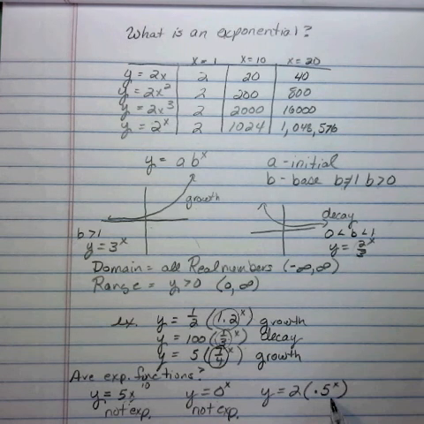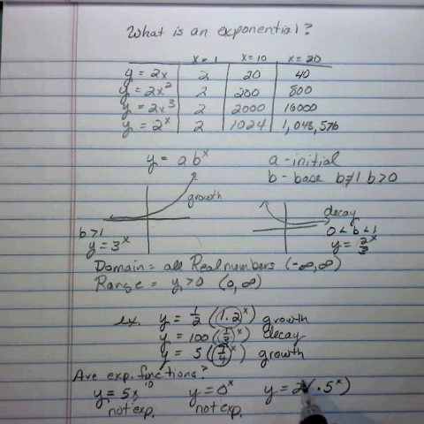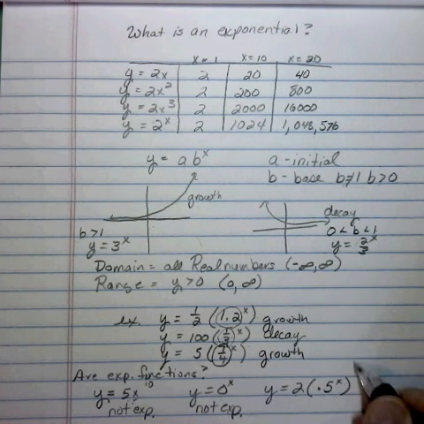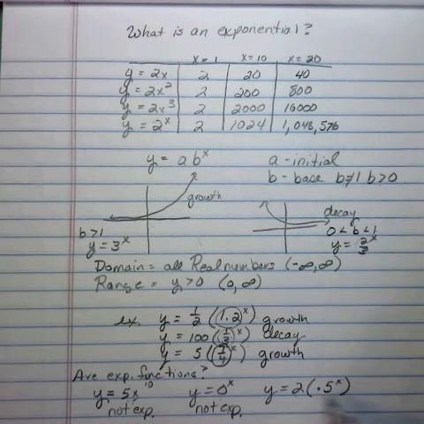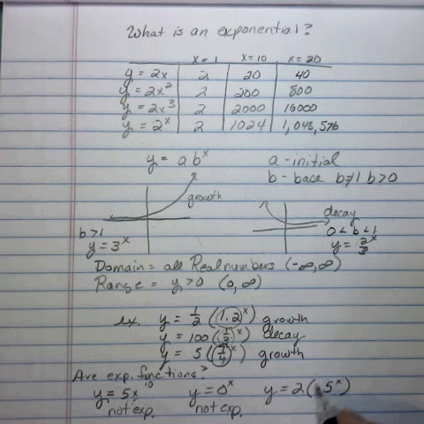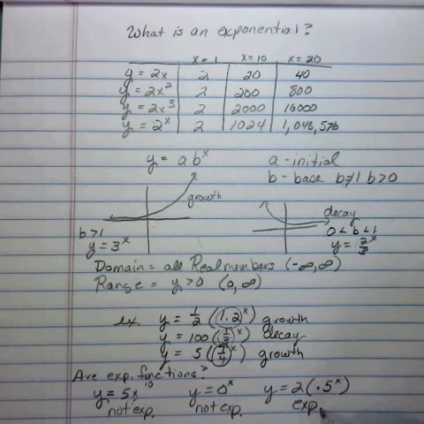When we look at the third example, we have an initial value of 2, we have a base of 0.5, and the x is in the exponent, so it does meet the criteria of being an exponential function. So it is an exponential function.